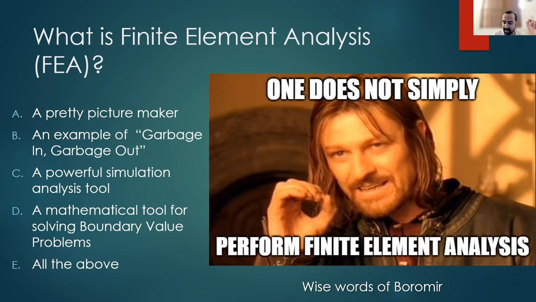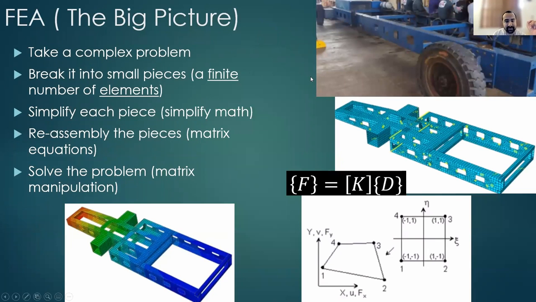So what you have to do for finite element analysis is you basically take a very large complex problem and you break it up into a finite number of what are called elements. And you simplify each piece, meaning you simplify the math and you do the math on each of these little elements. And then you reassemble all the pieces together, which would be all your little matrix equations. And then you solve this entire matrix as a single equation. And then you can figure out the stresses and strains across the entire structure by just building up the information you have on each individual little element.